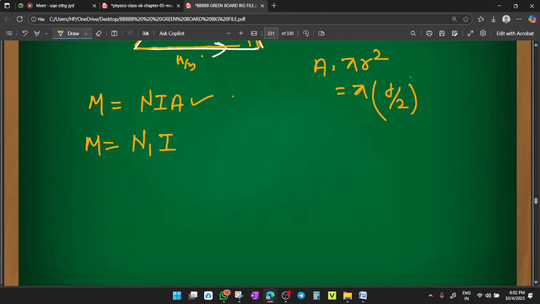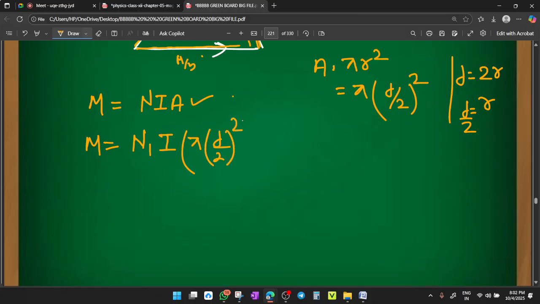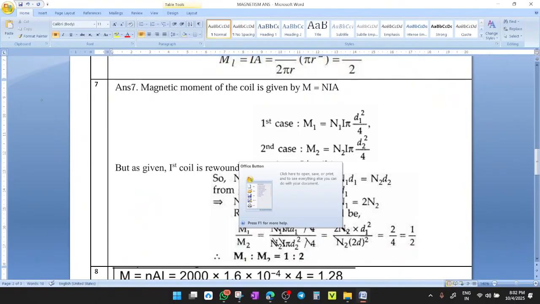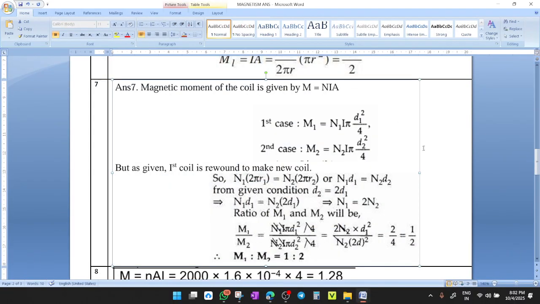In the place of radius, you can place diameter by 2, because diameter equals 2 times the radius, so radius equals diameter divided by 2. So it is equal to pi times (d by 2) whole square, so equals N I pi d square by 4. Clear? So write this formula for magnetic moment: N I pi d square by 4. Same thing here, N I pi d1 square by 4. In the second case, M2 equals N2 I pi d2 square by 4. Clear or not clear?